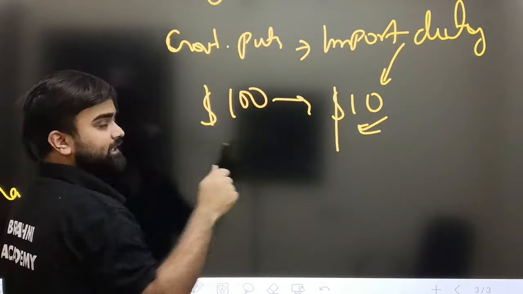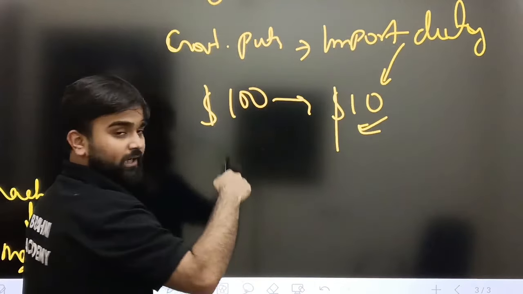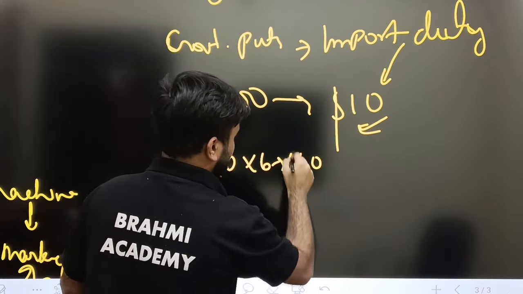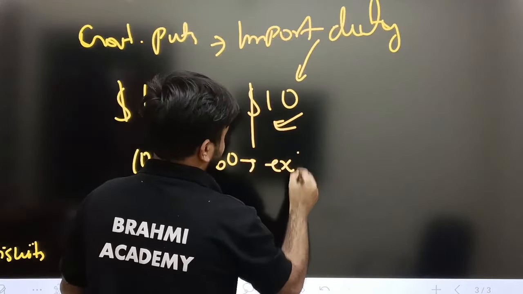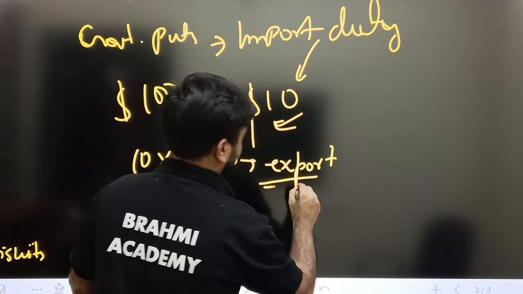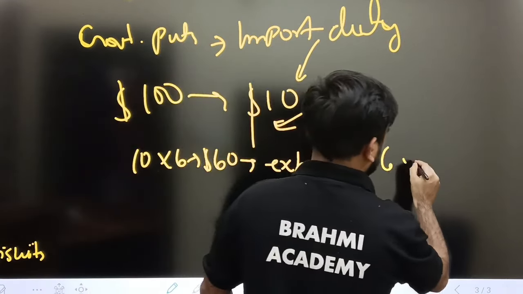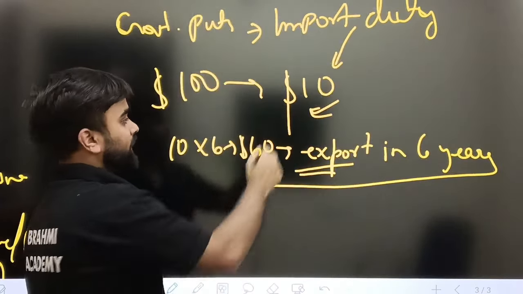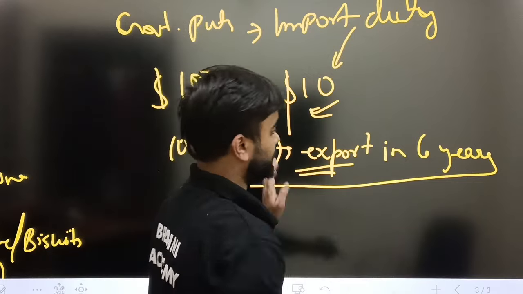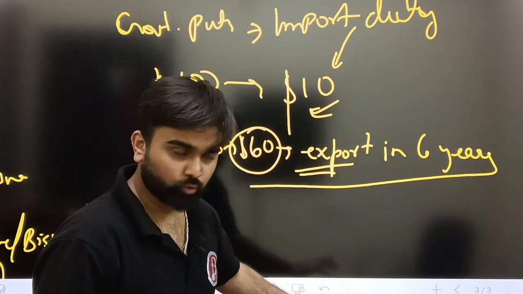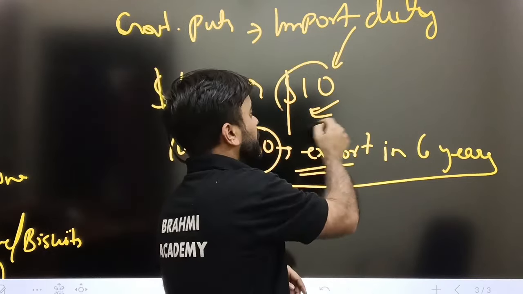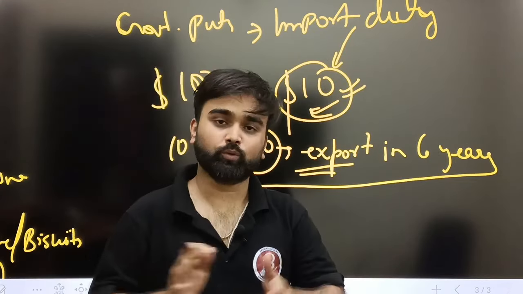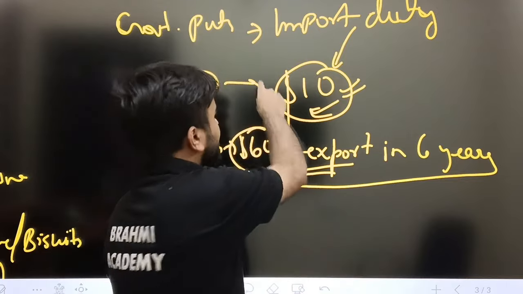The condition is, in the coming 6 years, you need to export at least 6 times that, that is 10 into 6, which is $60. You need to find a way, you have the way, to export $60 worth of goods in the coming 6 years. If you are able to do so using this machine, I'm ready to let off these $10 which you would have to give now on import duties. So this is the Export Promotion of Capital Goods scheme.